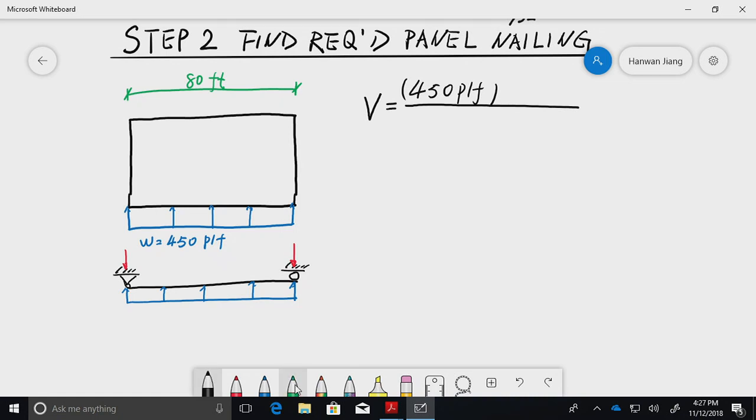And the width of the diaphragm is 35 feet. V is 450 PLF times the total length 80 feet divided by 2, which is equal to 18,000 pounds. Okay.